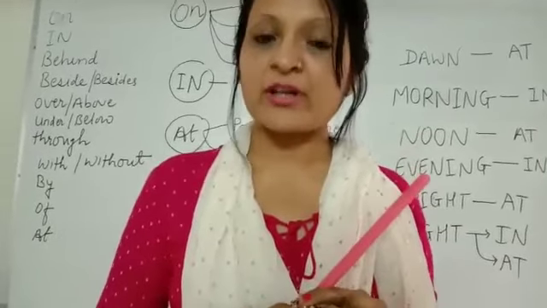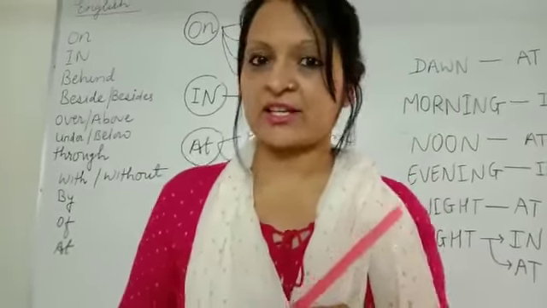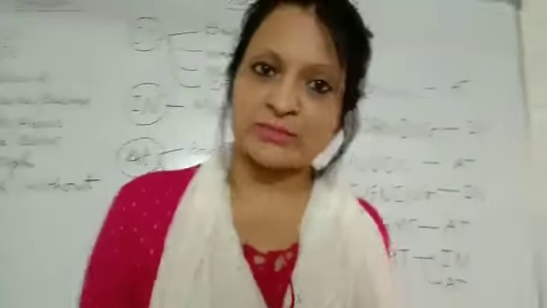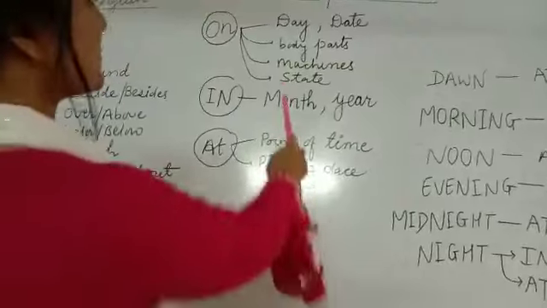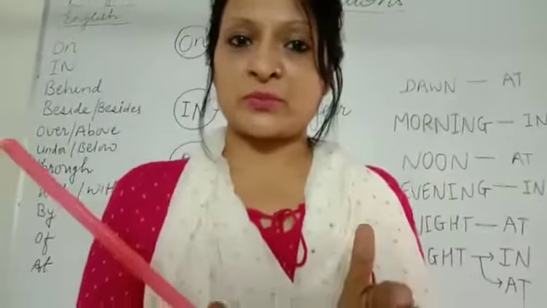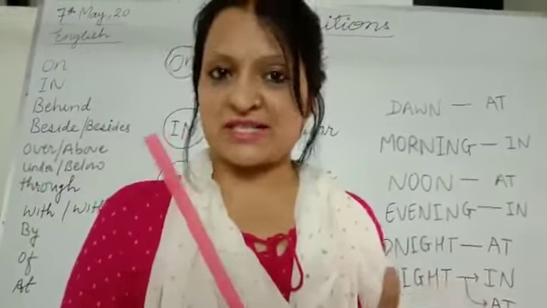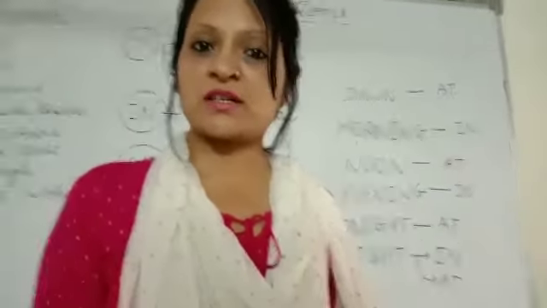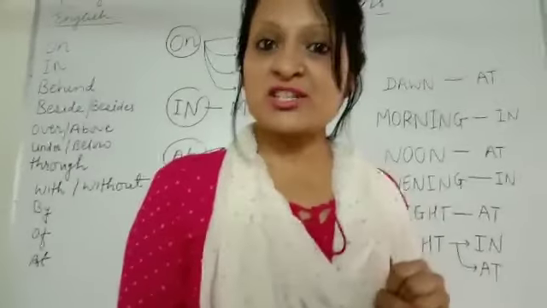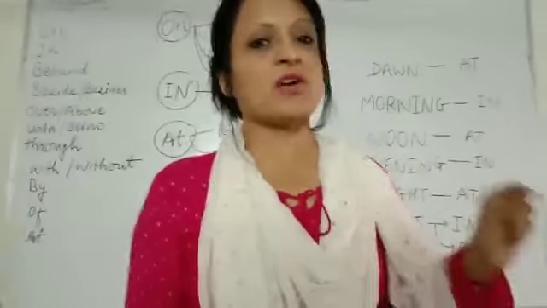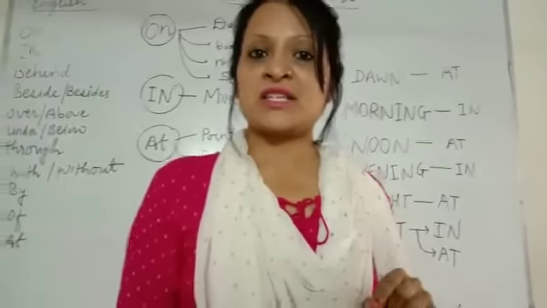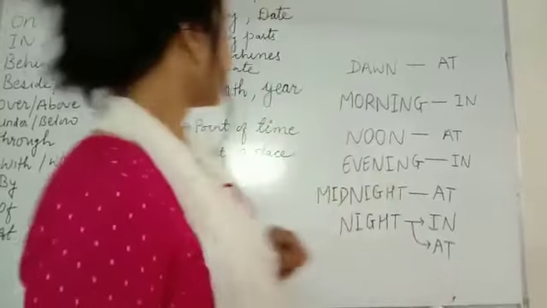Okay, I wore the ring on my finger. So in this way we are using on with body parts also. Next, machines. Just now I showed you the use of the preposition on with several machines like TV, computer, calculator, cell phones. Likewise, my brother is busy on the computer, I am doing all the calculations on the calculator, my sister is busy on her phone.